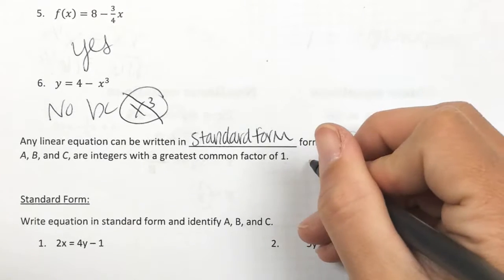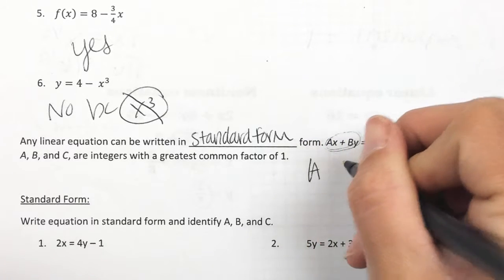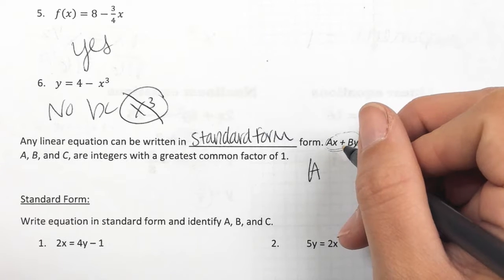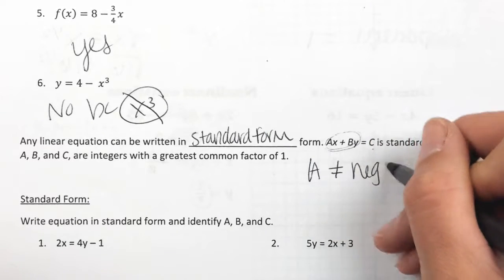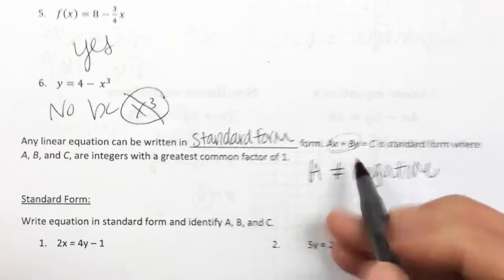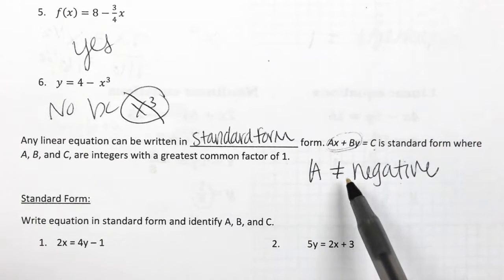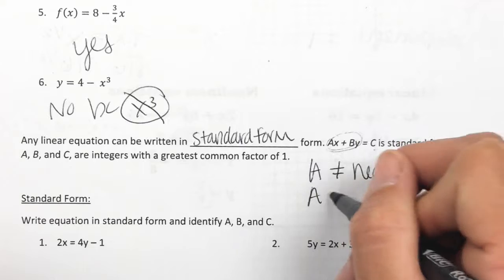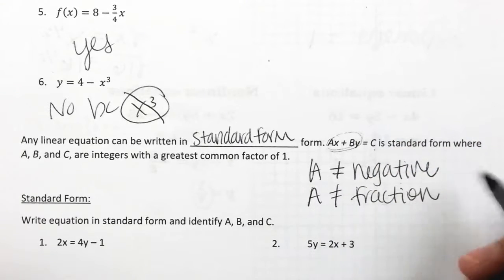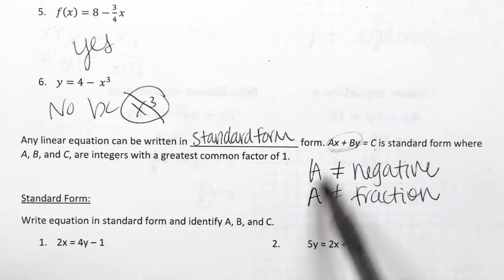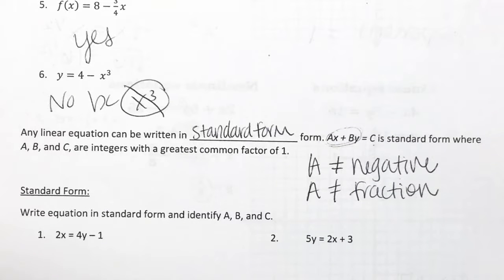Also, two more things on standard form, and make sure you write this down because I forgot to put it in your notes. A cannot be negative. So the number beside x cannot be negative. And a cannot be a fraction. So again, the number beside x cannot be negative. It cannot be a fraction. Alright.